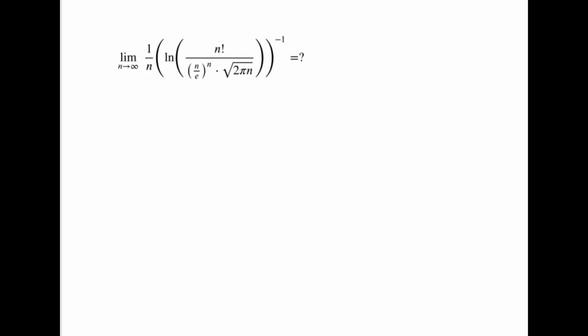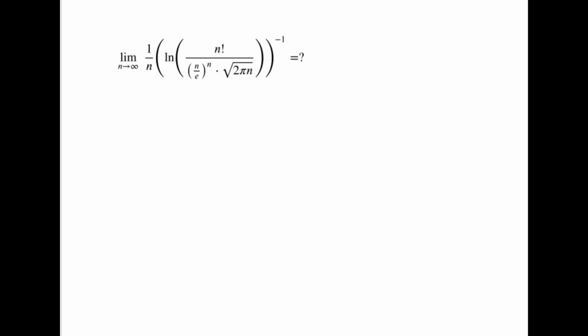Hey guys, in this video we are going to evaluate a very cool limit. What is the limit of 1 over n multiplied by the inverse of the natural log of n factorial, all divided by (n over e)^n multiplied by the square root of 2 pi n, as n tends to infinity?